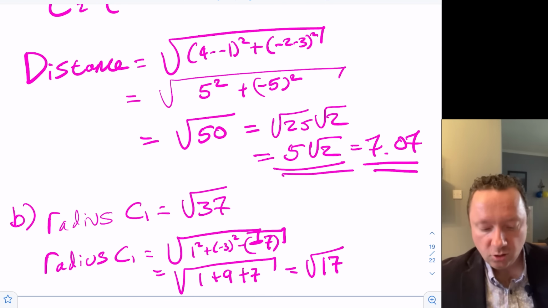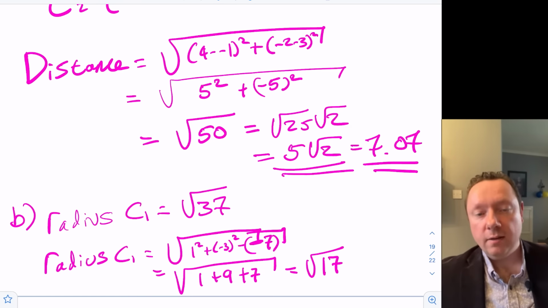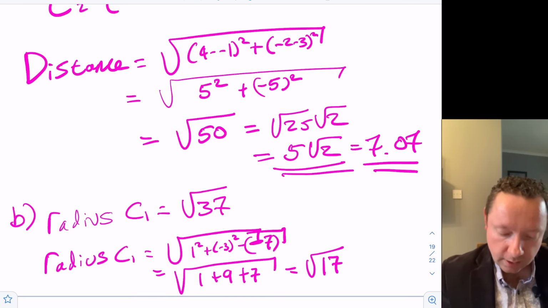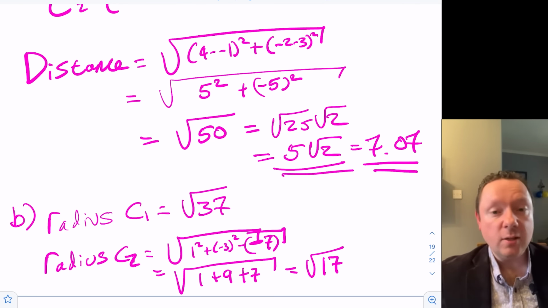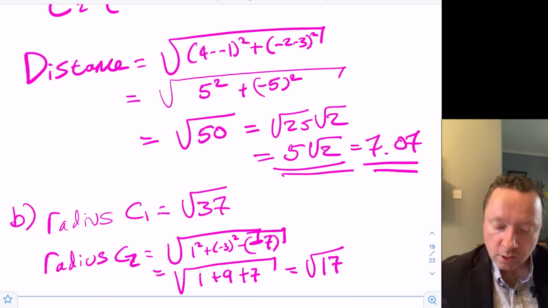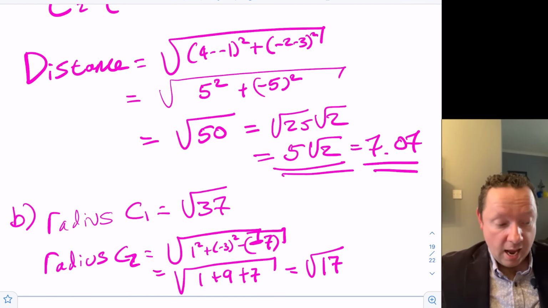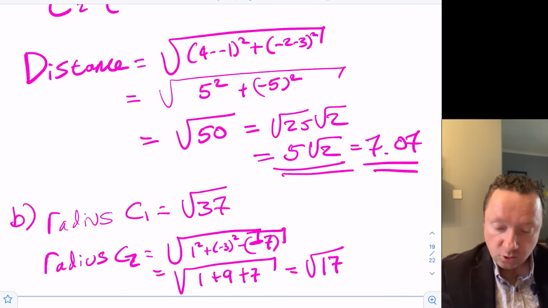So the radius of C2 is just root 17, and we've got root 37 for C1. So we might as well turn them into numbers and add them together, because if you add up the radiuses and it's bigger than the distance between the centres, it means it touches at 2 distinct points.